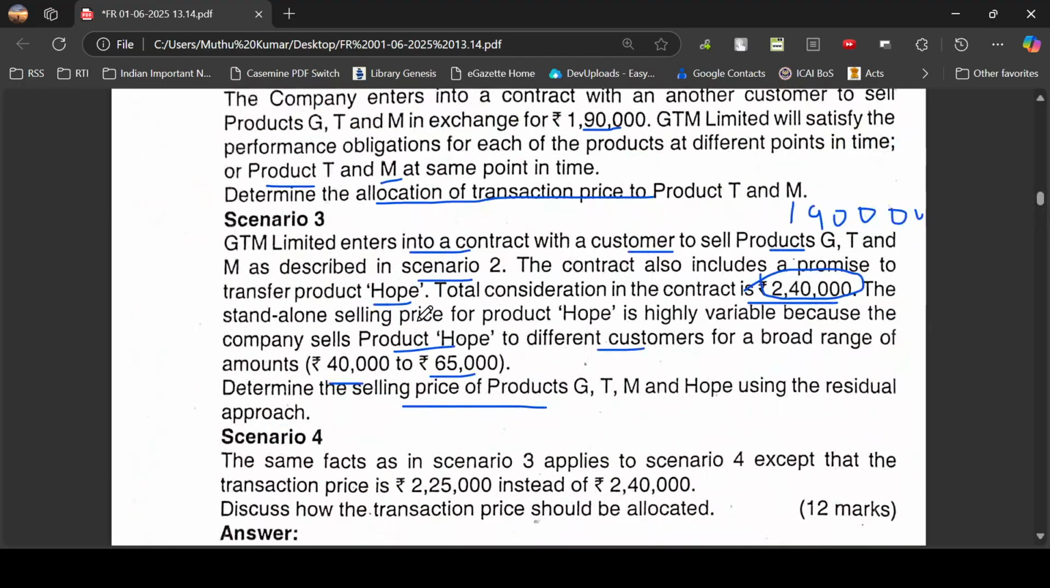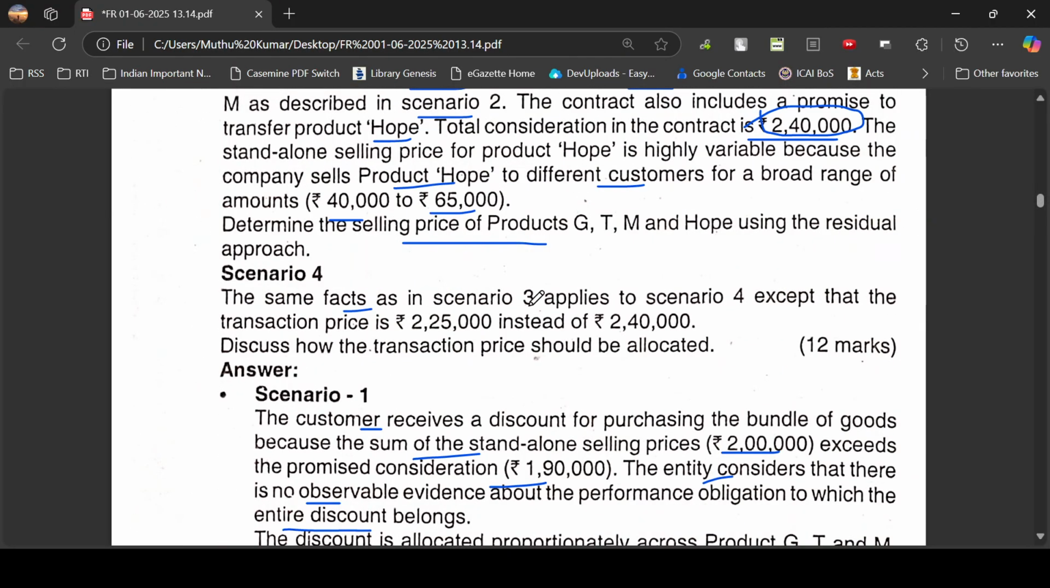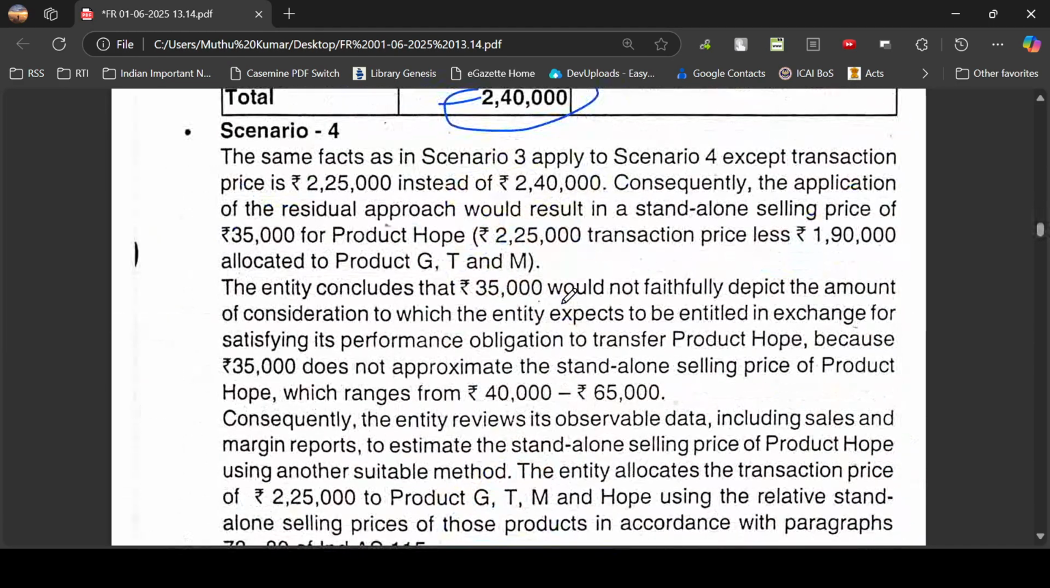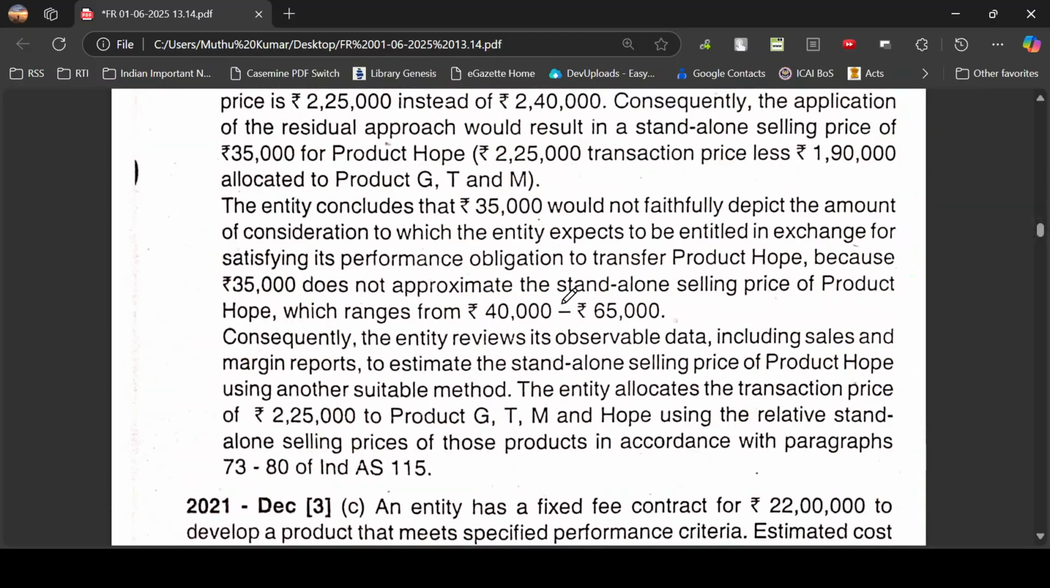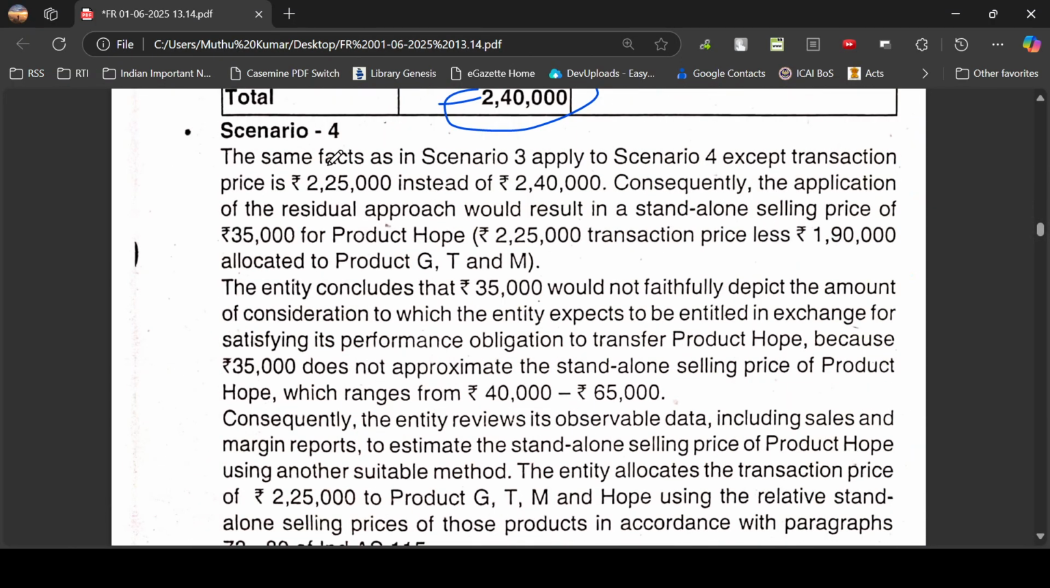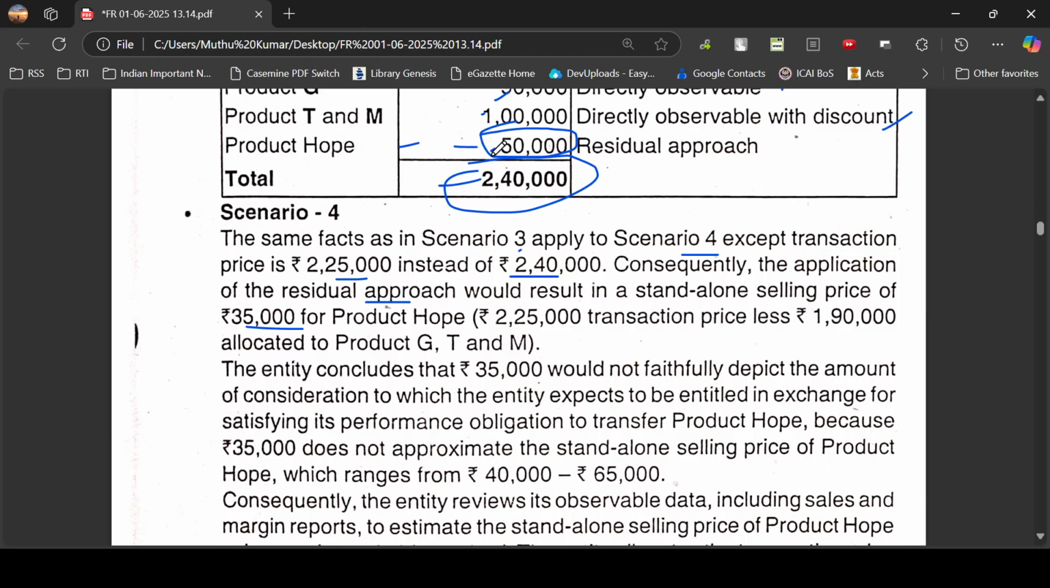Scenario 4. The same factors in scenario 3 apply to scenario 4, except that the transaction price was 2,25,000 instead of 2,40,000. Consequently, the application of the residual approach would result in a standalone selling price of 35,000 for the product. Rather than 50,000, 35,000 will come. The Hope: 2,25,000 transaction price less 1,90,000 is 35,000.